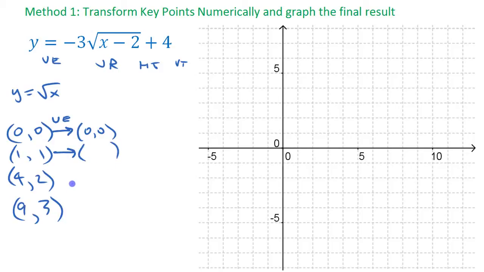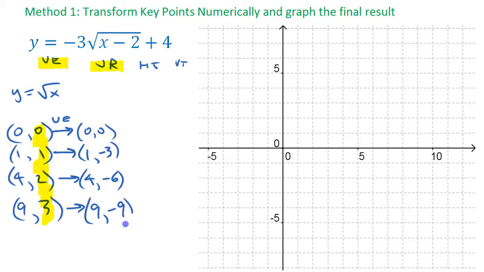This 1, 1, if you do a vertical expansion, think about what changes here, right? The y values are going to change. And if we also do both these things at once, vertical expansion and vertical reflection, each of those points is going to have their y value 3 times as much. So this one's going to be 1, 3, and it's also going to be negative because it's been reflected vertically. This one's going to become 4, negative 6. This one's going to become 9, negative 9.